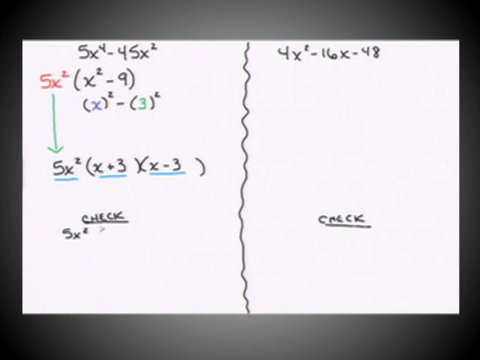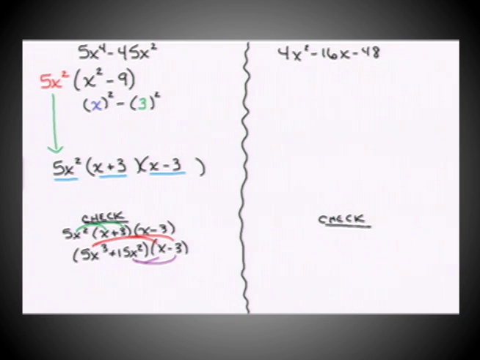So multiplying it back out, 5x squared times x plus 3 times x minus 3. First, we distribute that 5x squared into the first set of parentheses and get 5x cubed plus 15x squared. And then we multiply that result with the x minus 3 through distribution of each term in the first binomial with each term in the last binomial.